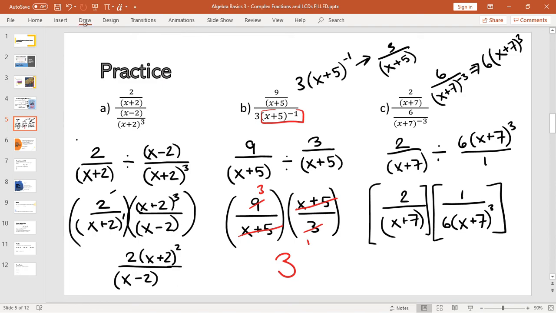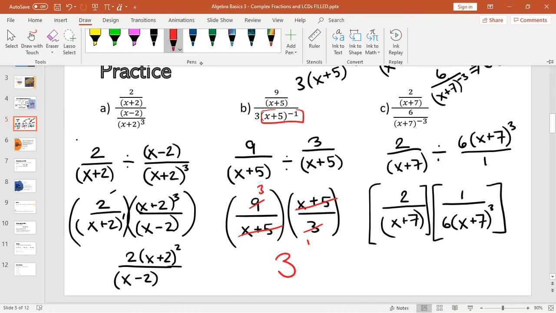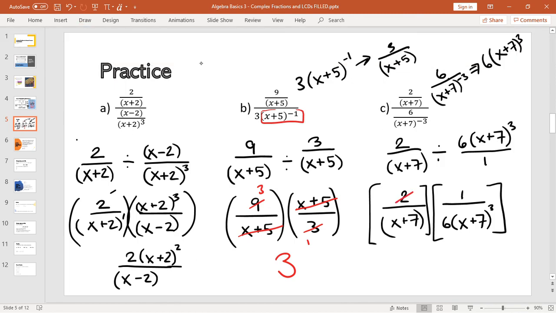Before I do that, I look to see if I can cancel anything, and I can work with the 2 and the 6. 2 goes into 2 one time, 2 goes into 6 3 times, and that's pretty much it. So top times top, I'm going to get 1. On the bottom, I'm going to have that 3, and I had a single x plus 7 here, and I have 3 here. Combining them, 3 plus 1, 4.